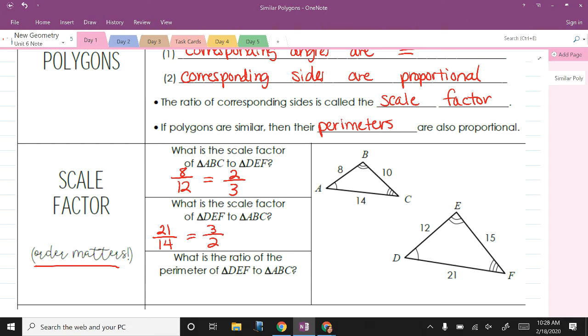All right, what's the ratio of the perimeter of triangle DEF to ABC? So whatever it mentions first, that's in the numerator. That goes on top, right? How will we get the perimeter of DEF?